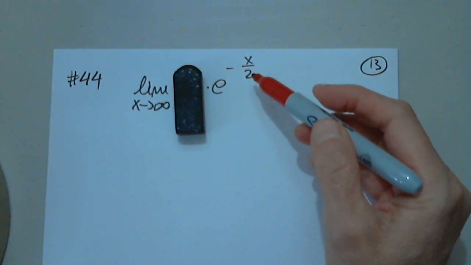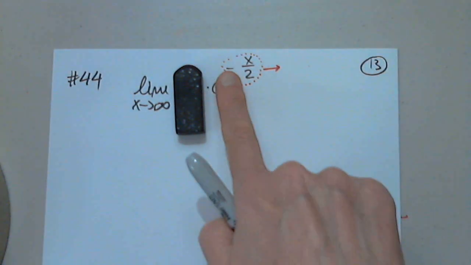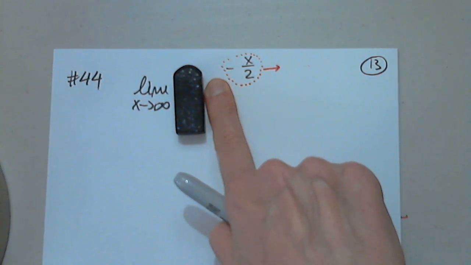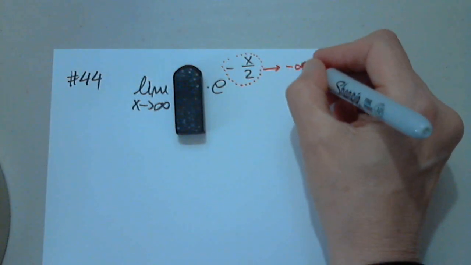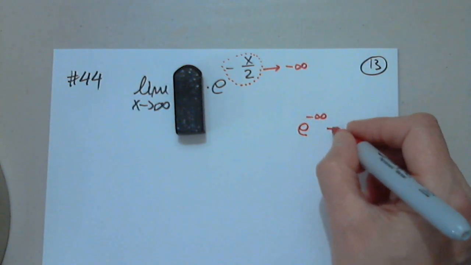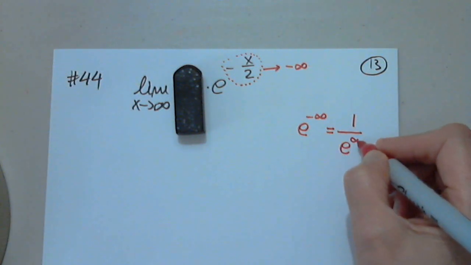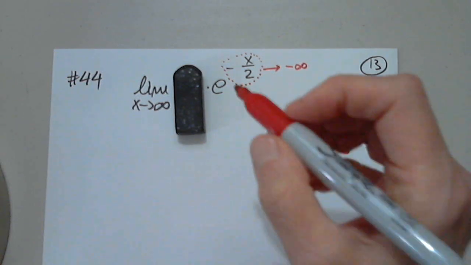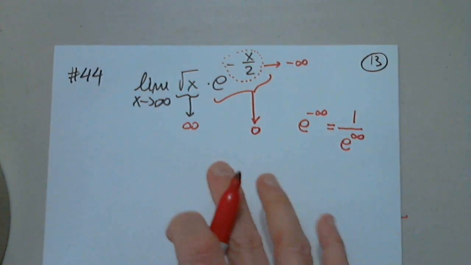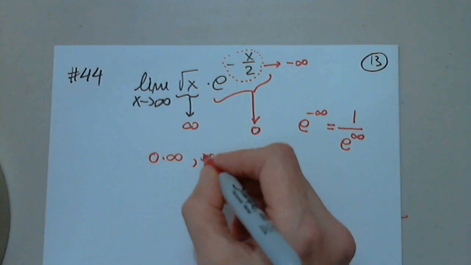Remember, we have to start with the inner function. First, where is this piece going when x approaches infinity? Negative infinity. Correct. And where is e to negative infinity going? Always remember, you have to perceive it like this. Where is this going? 0. Yes. So we have an indeterminate case of 0 times infinity, or infinity times 0, which is the same thing.